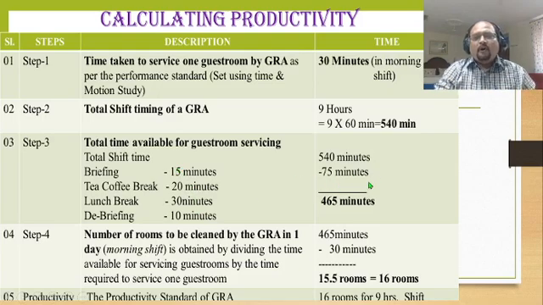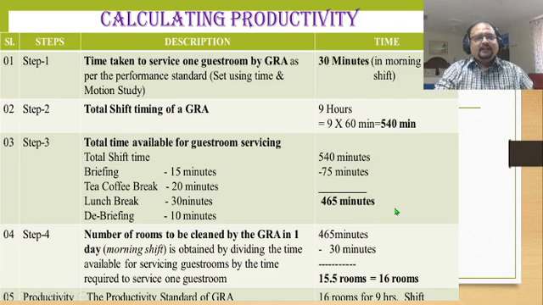What does it mean? Although the employee is there for 540 minutes in the hotel, he or she will not be working for 75 minutes. The reason being, he will be attending briefing, having tea or coffee, having lunch, and attending the debriefing. So the total time for work, because we want to calculate the productivity, so the total time that a person will have to work to give the productivity will be only 465 minutes.